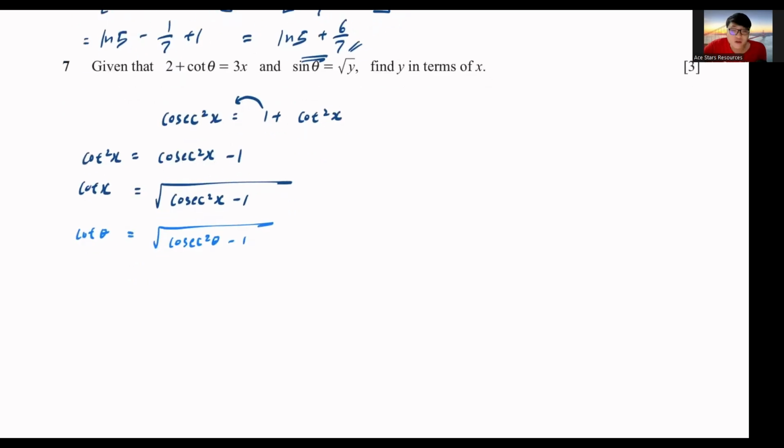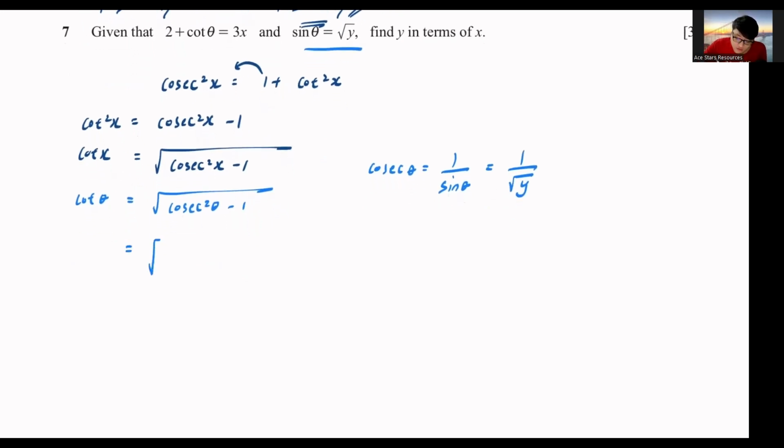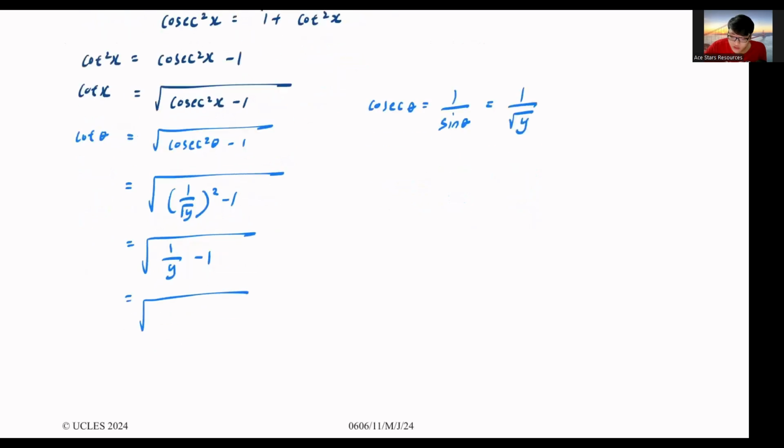And then you know that cosec is actually equivalent to 1 over sine theta. Okay, and then you know that sine theta is equal to square root y, so that cosec technically refers to 1 over square root y. So just substitute 1 over square root y inside. 1 over y minus 1, so bracket it up, 1 minus y over y, that's going to be my cot, right?